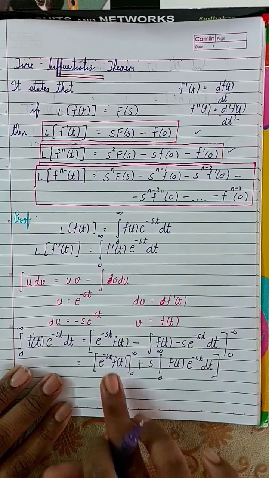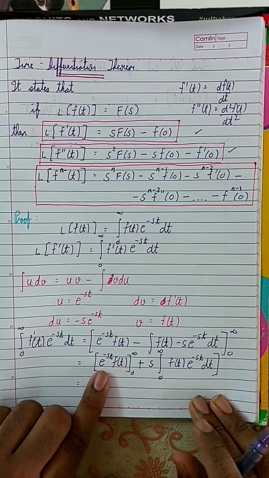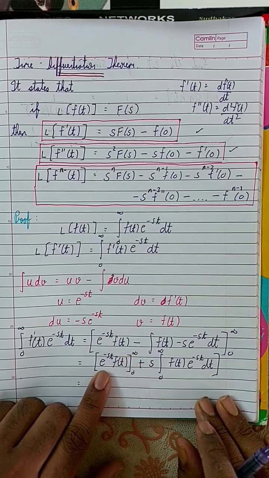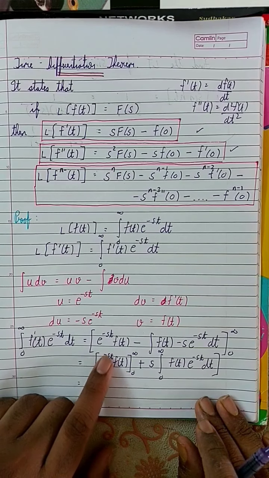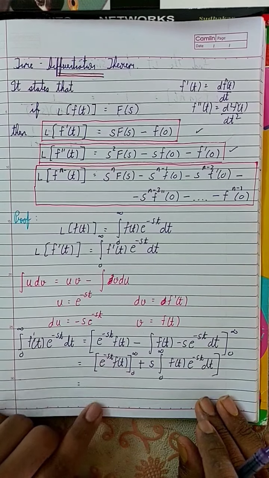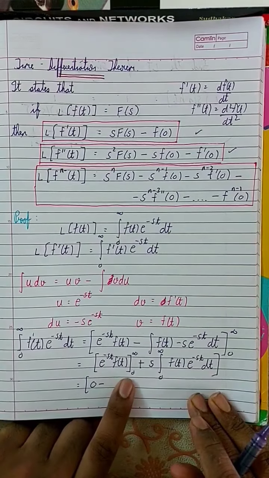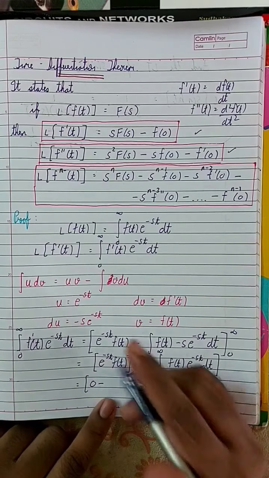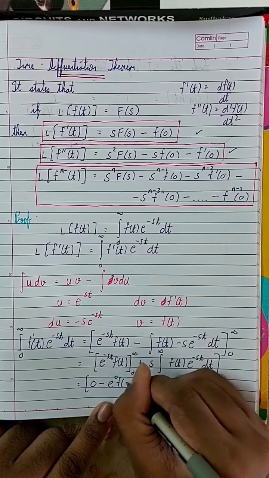Now I will substitute the values of infinity and 0. It will become e^(-infinity) f(infinity). What is e^(-infinity)? It is 0, right? So the first term is 0, minus, and here it will become e^0 f(0).